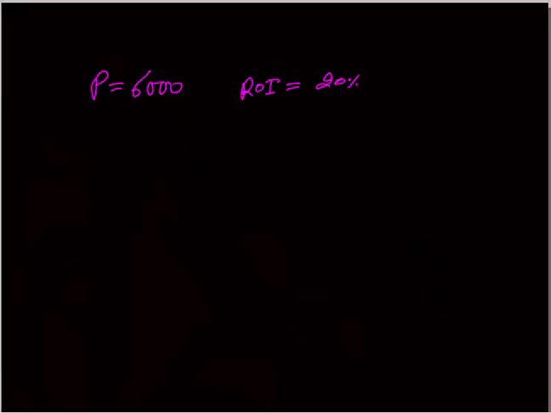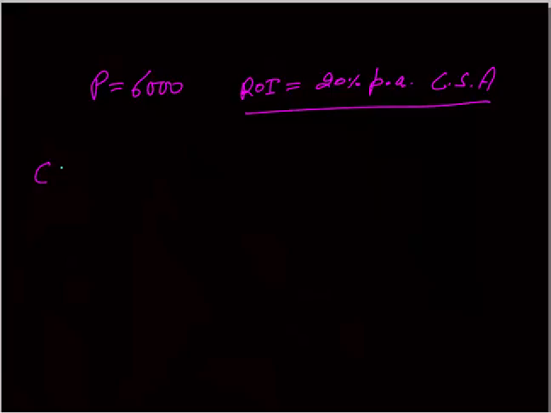What if the rate of interest is compounding semi-annually? How will you calculate this different kind of compound interest? For example, your principal is 6,000 rupees. Your rate of interest is 20% per annum compounding semi-annually. This 20% is the annual rate of interest, but it is compounding semi-annually. So your rate of interest for 6 months would be half, that is 10%.